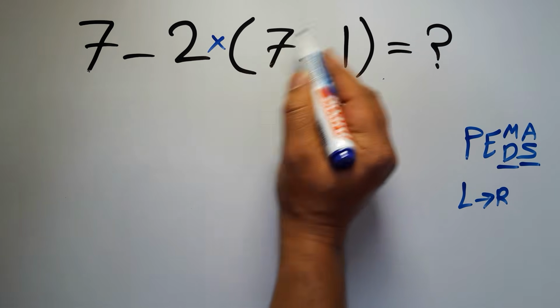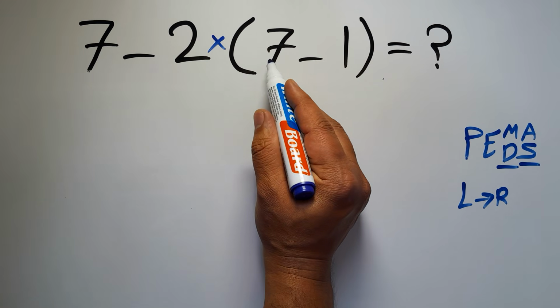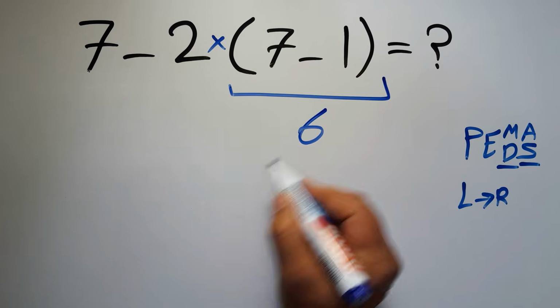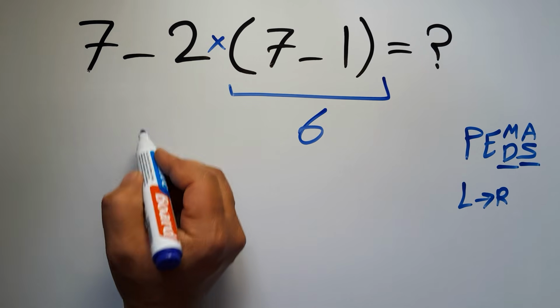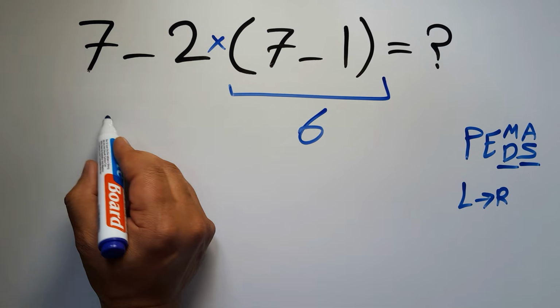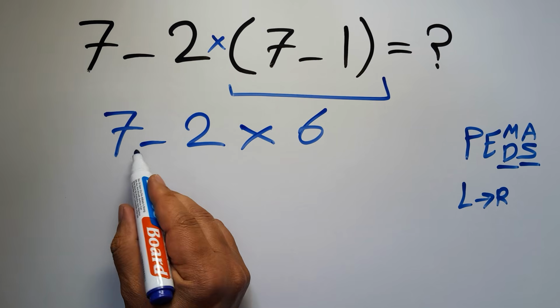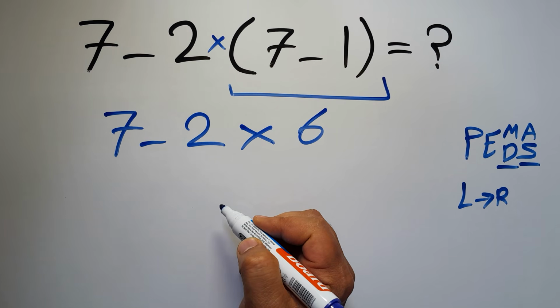So first we have to do this parentheses. Inside this parentheses we have 7 minus 1, which gives us 6. So 7 minus 2 then times 6. Now we have one subtraction and one multiplication.